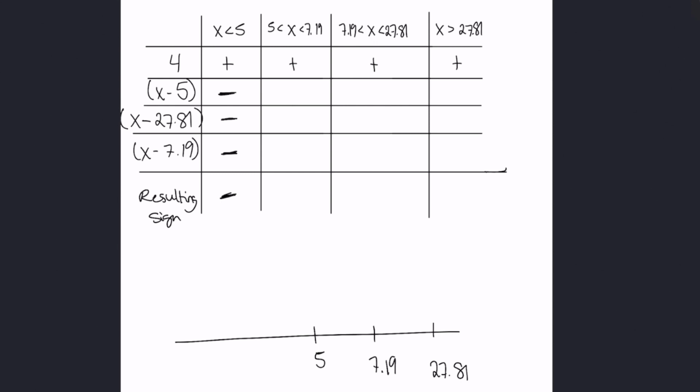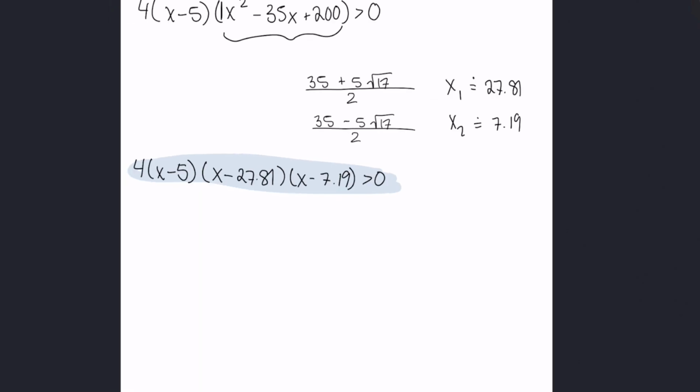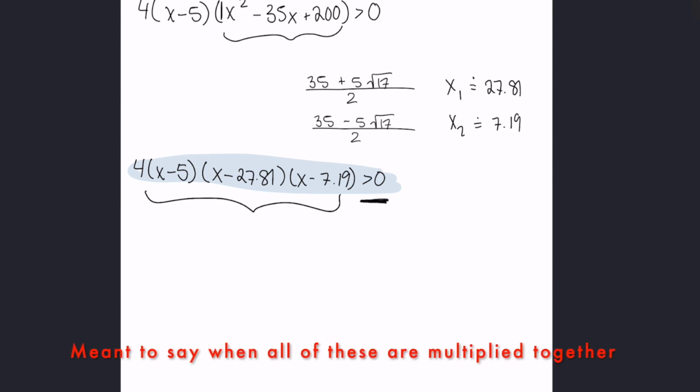And now I'll let you complete this chart on your own, but the resulting signs are going to be negative, positive, negative, positive. So what are we interested in? Let's go back over here. We're interested in the resulting sign for when all of these are greater than 0.